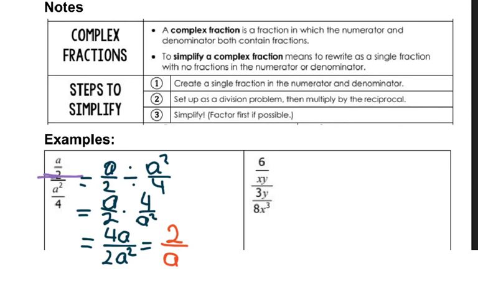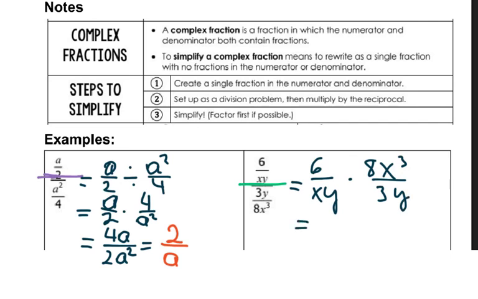Okay, in the second fraction, the division is right here in the middle. So the fraction in the numerator is 6 over xy. The fraction in the denominator is 3y over 8x cubed. So we're going to take the fraction in the numerator and multiply by the reciprocal of the fraction in the denominator. And then we can reduce or multiply before reducing.